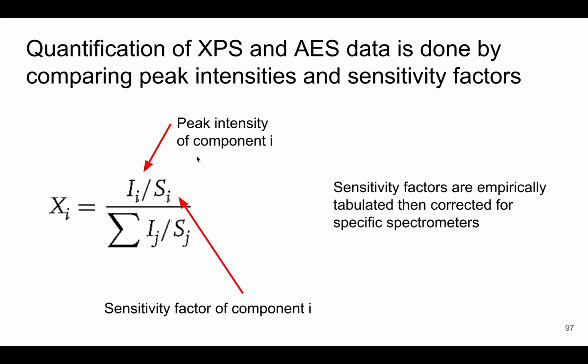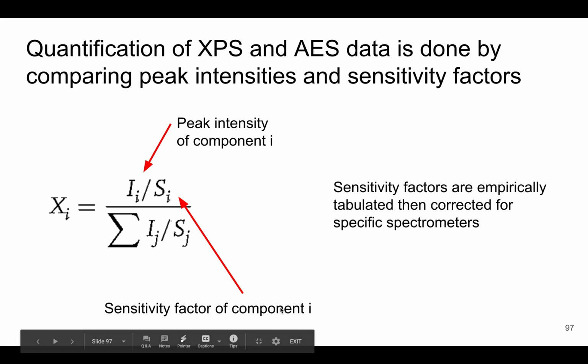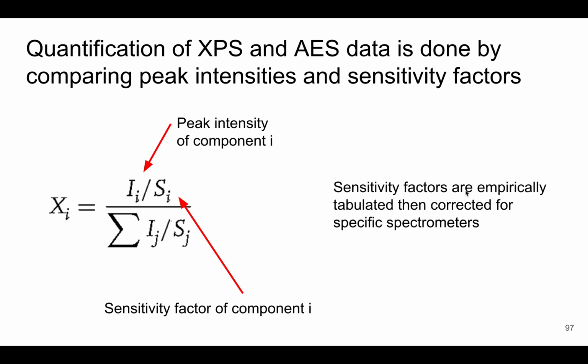And you'll see, as in other analyses that we've done this semester, the peak intensity is going to tell us relatively how much of a specific component we have. So I sub I, capital I, is the peak intensity for that component I. And then we're going to divide by what we term a sensitivity factor of I, and that's capital S sub I. So these sensitivity factors are tied to the specific element and also corrected for a specific spectrometer.